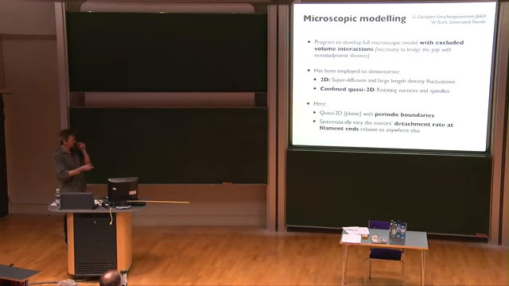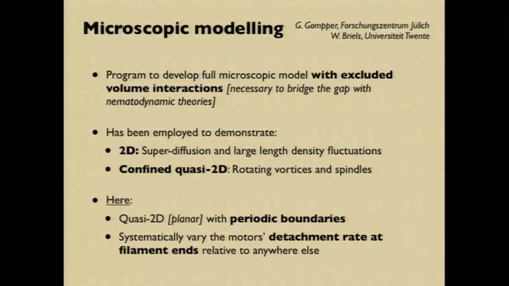So we then moved on to quasi-2D systems, initially with confinement. We found things like rotating vortices where the actual filaments rotate as well, and something that looked a bit like a spindle self-organizing in the confined geometry. If I have time at the end, I might show you some movies of that. But what I want to talk about here is this new unpublished work we're just polishing up now, where we have periodic boundary conditions in the plane.